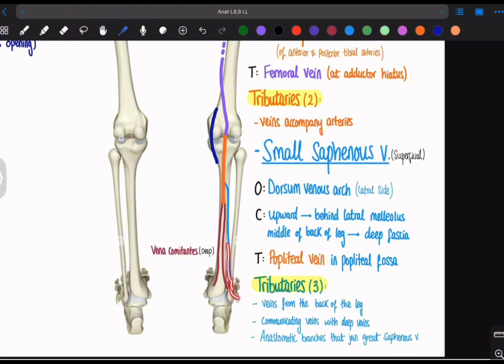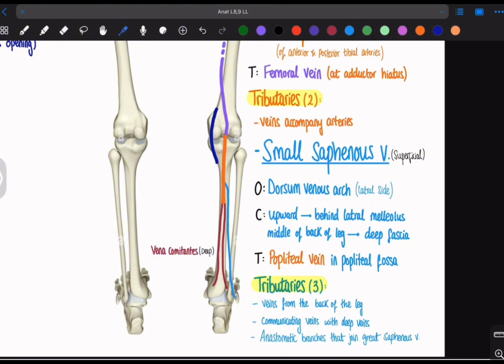It's going to go upward in the middle of the back of the leg, in the deep fascia. That's where it's going to continue. And where is it going to terminate? This is very important. It's going to terminate in the popliteal vein. So it goes up here and drains into the popliteal vein.